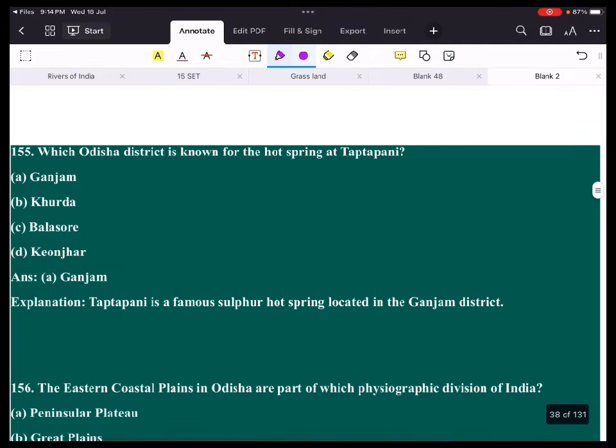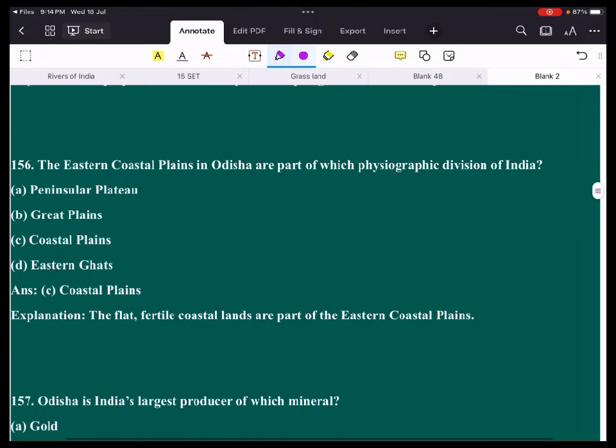Which Odisha district is known for the hot spring at Taptapani? That is option A, Ganjam. The eastern coastal plain in Odisha is part of which physiographic division of India? That is option C, coastal plain.